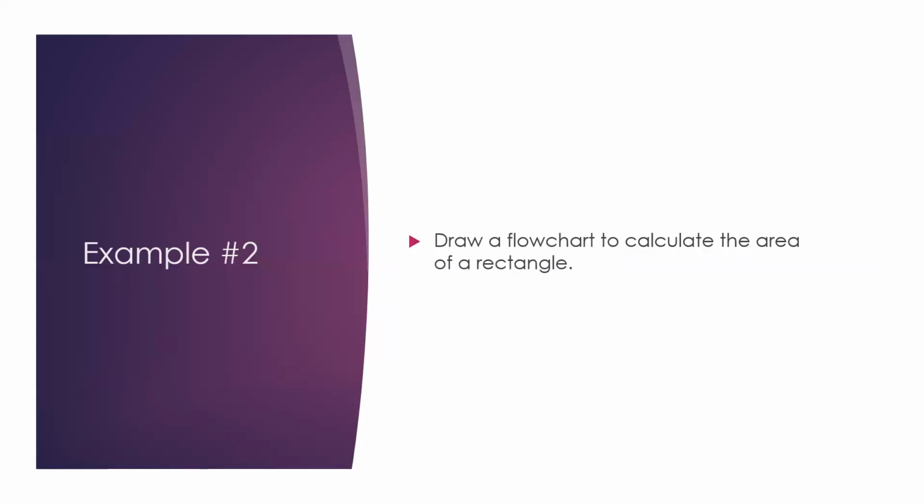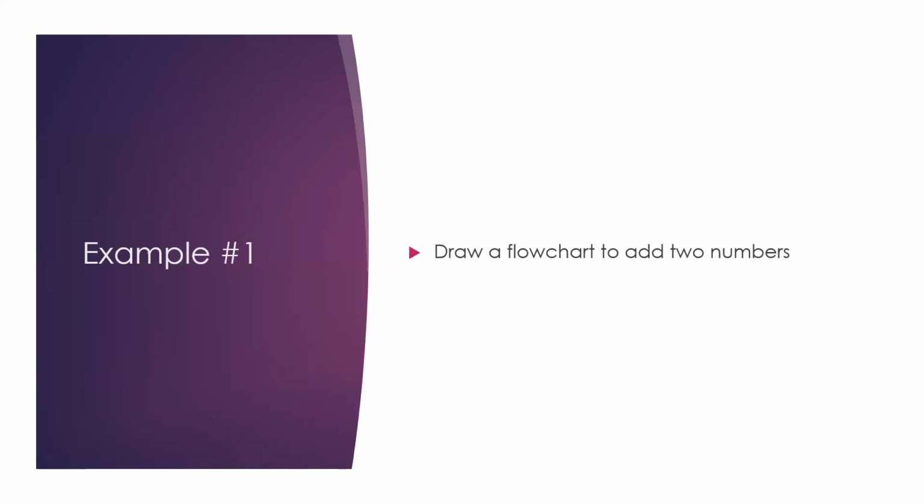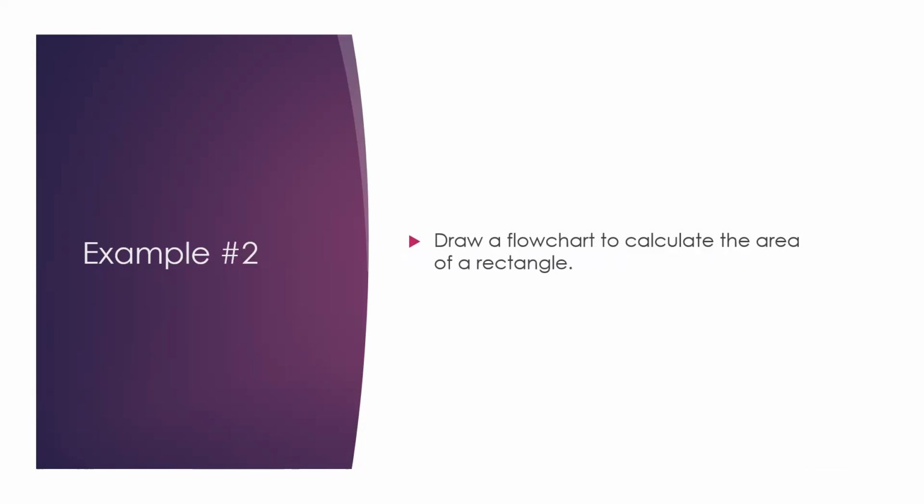Let's do the second example. Now, if you go back, even our first example, drawing a flowchart to add two numbers, it's sequence, because all the instructions we have executed from top to bottom, right? So the first example is also an example for sequence control structure. So let's do the second one. Let's take down the second one.